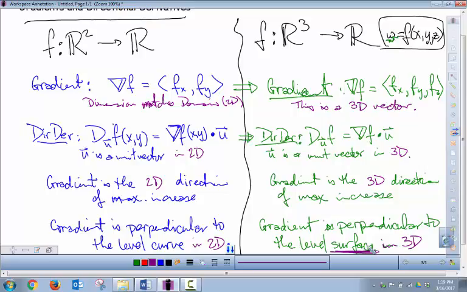So perpendicular to the surface will help us find tangent planes if we have a level surface. Now let's see a little bit of this in action. Let's do some simple examples.